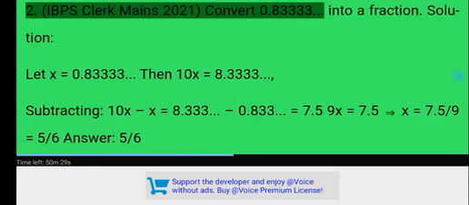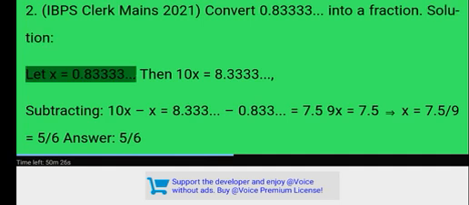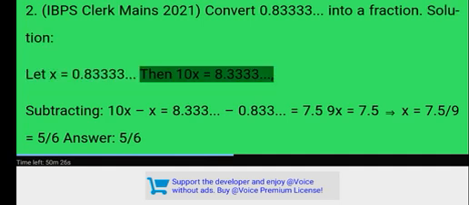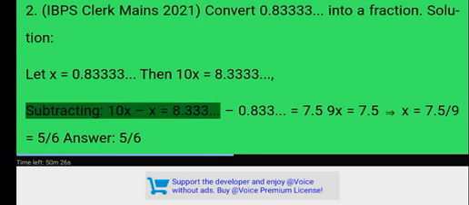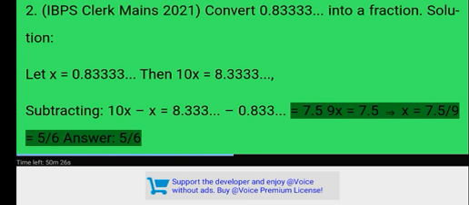2. IBPS Clerk Mains 2021. Convert 0.83333 into a fraction. Solution. Let x equals 0.83333, then 10x equals 8.3333. Subtracting, 10x − x equals 8.3333 − 0.8333 equals 7.5, so 9x equals 7.5, x equals 7.5/9 equals 5/6. Answer, 5/6.